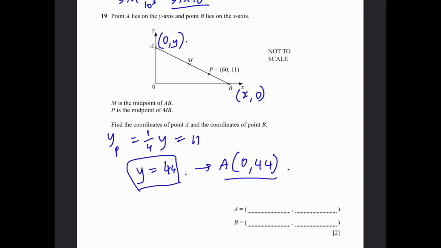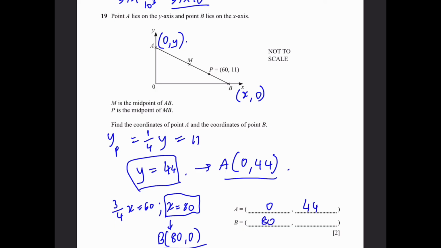Now what about B? Well, we can see that the x-coordinate of P is 60. And this is 3/4 of the way from 0 x-coordinate, which is A, all the way to the maximum x-coordinate, which is x. So the difference between B and A's x-coordinates will be x. And 3/4 of that distance is 60. So 3/4 of x is equal to 60, and x equals 80. Now since we know x is 80, we can say that B is 80, 0. So we know A and B, and this will be our answer.